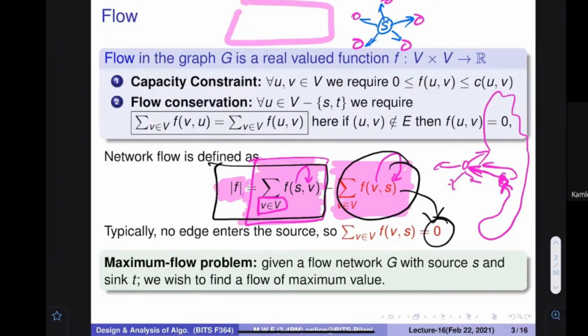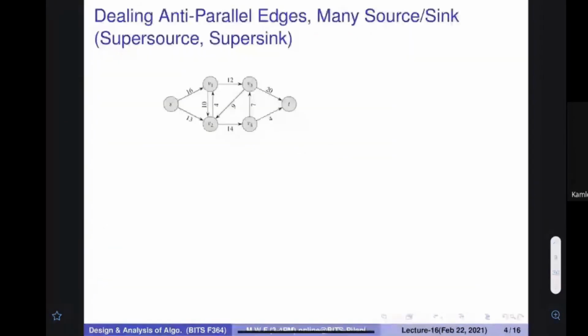Make sense? Okay. So what is the maximum flow problem? The maximum flow problem is this: given a flow network G with the source S and the sink T, we wish to find a flow of maximum value. So can you give me the assignment of all the edges, that is, how much flow is there? My question is, how much flow is there? I want to find this out.